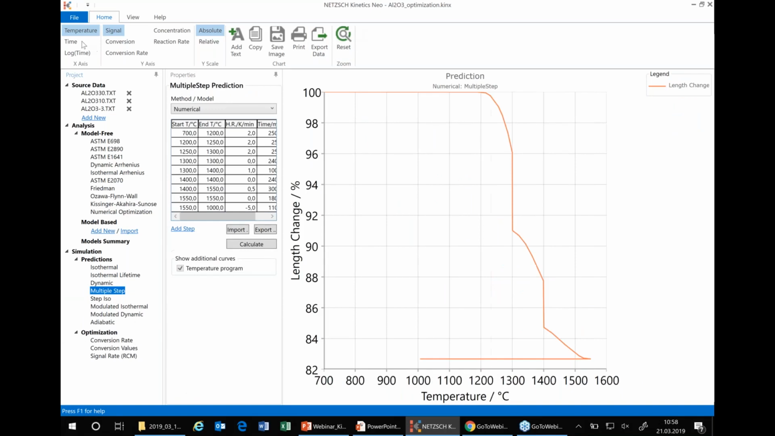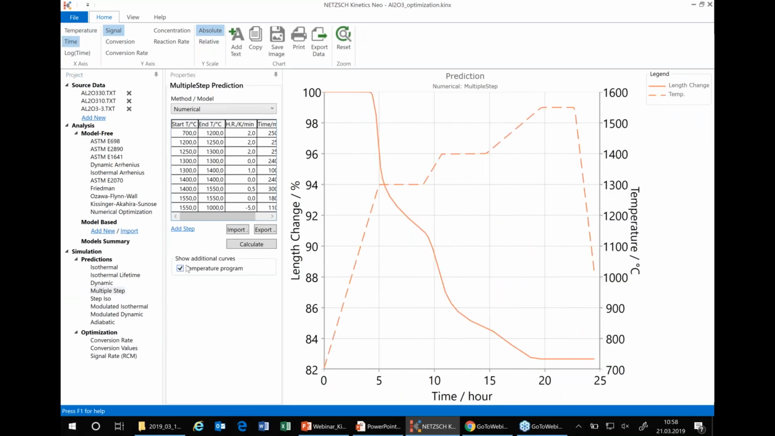Let's go to simulation. Here is a non-optimized temperature profile for shrinkage. And now we should optimize it to get the best quality in the shortest time. What does best quality mean during the shrinkage?